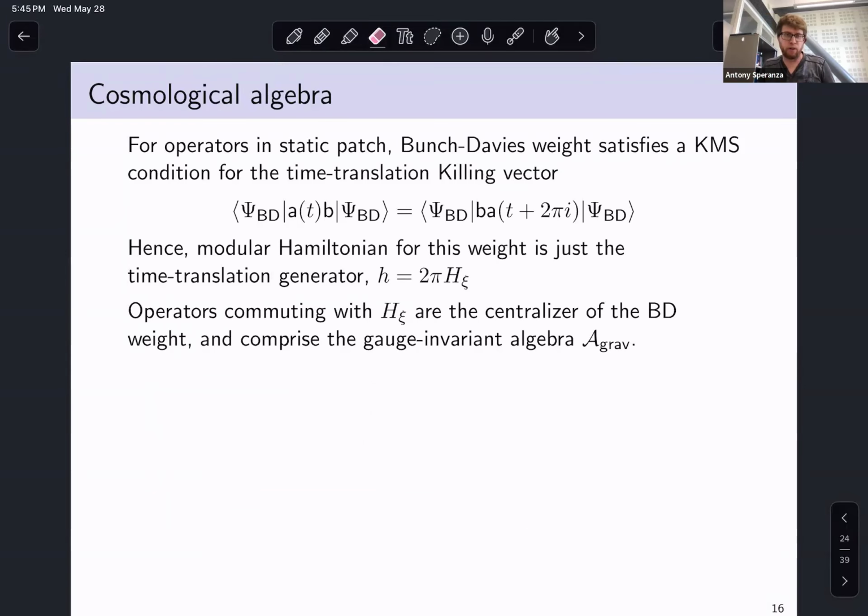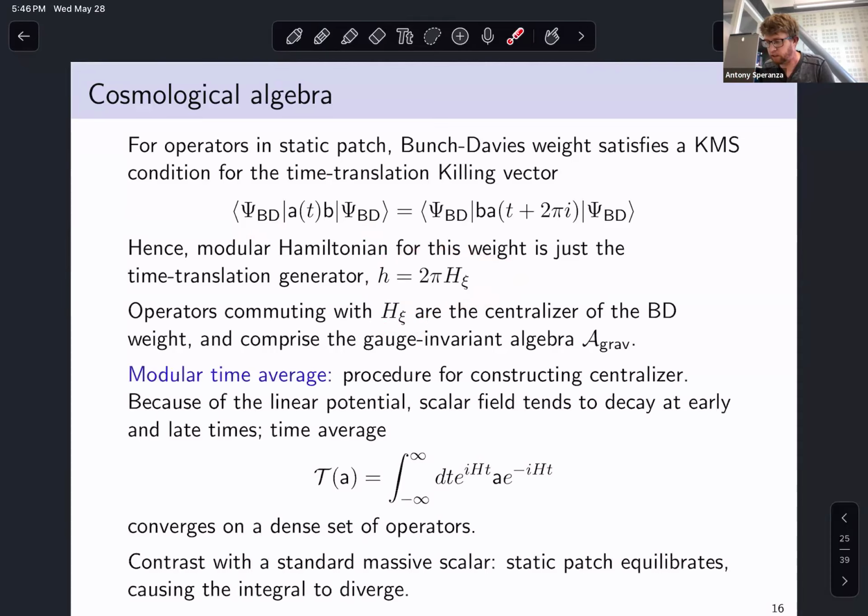Finally, as a consequence of doing this Euclidean path integral, it's almost immediate that this satisfies a KMS condition with respect to the static patch boost. And so you can argue pretty easily that the correlation functions in this Bunch-Davies wave function satisfy a KMS condition where you switch the orders and it's thermal in this imaginary time here. So what that means is that this Bunch-Davies weight has a modular Hamiltonian that's just the static patch time translation generator. And so the operators we're looking for in the gravitational algebras are those that commute with this. So in this case, we again are in the centralizer of this Bunch-Davies wave function. And that's why we should expect the associated algebra to have a trace defined on it.